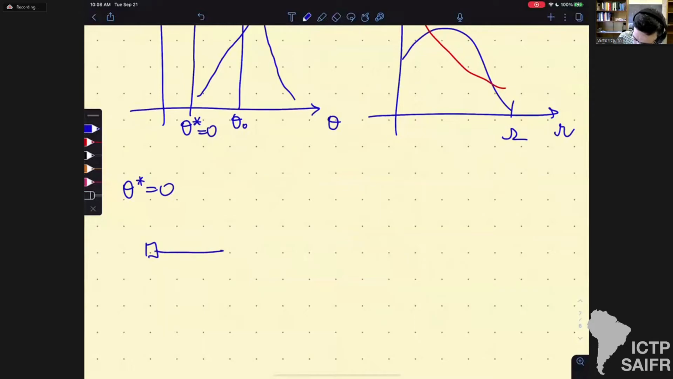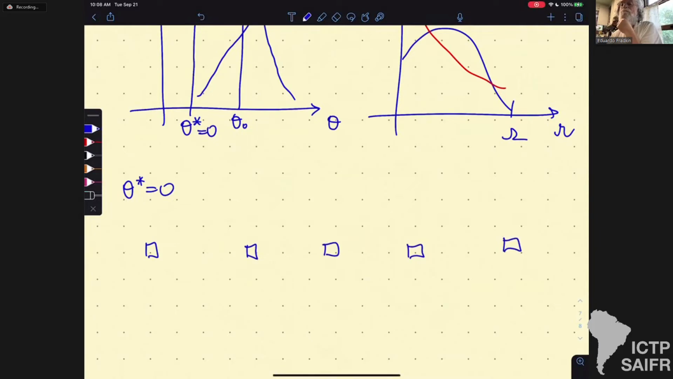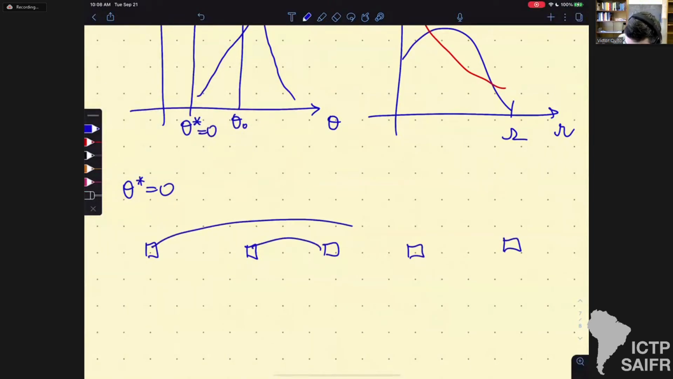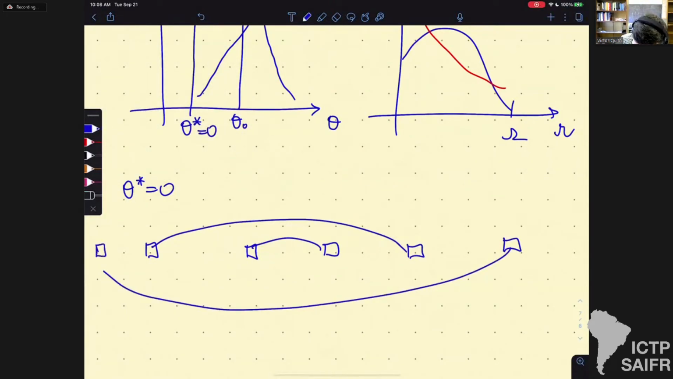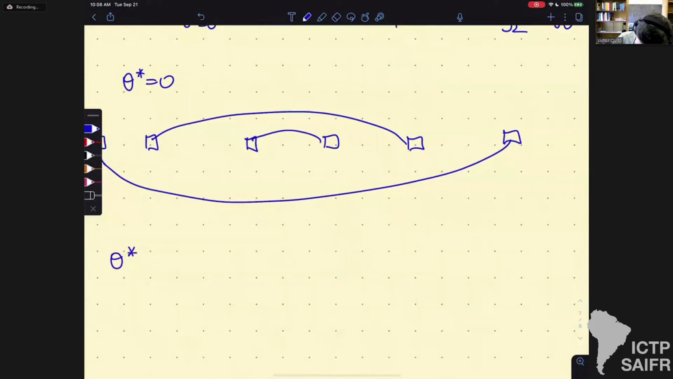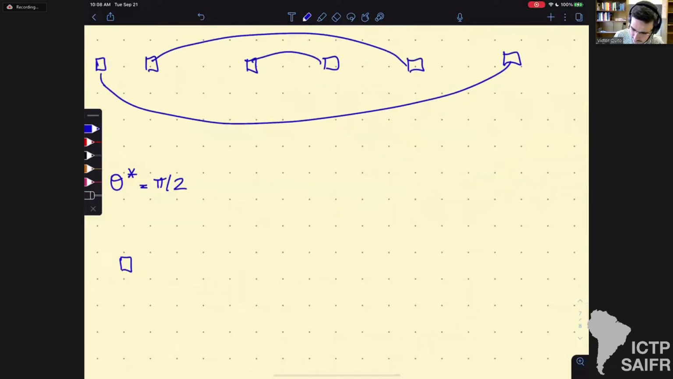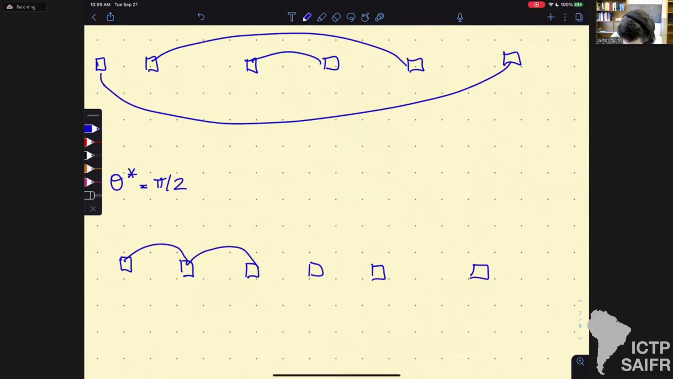So let's see. We have a chain that looks like this. At theta star equals 0, we get singlets again, random singlets of this form here. For theta star equals pi by 2, we get different types of singlets. The singlets are no longer formed by only a pair of spins, but instead by 3 spins. So there are singlets like this. They don't have to be neighboring spins. I'm just drawing them like this.